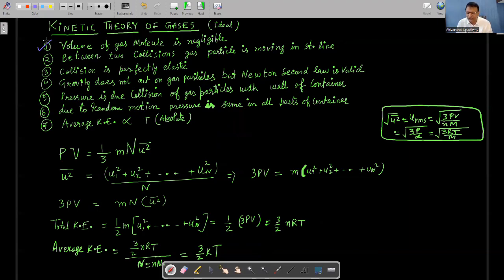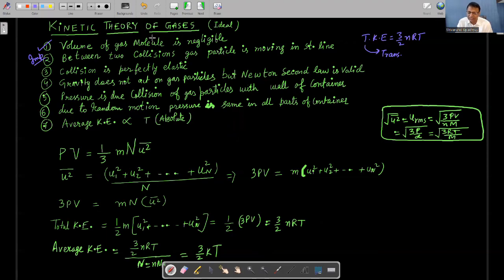So in case of ideal gas, volume of container is free volume. Between two collisions, gas particle is moving in a straight line. This is a very important point for exam. When you are writing kinetic energy of an ideal gas, total kinetic energy is equal to 3 by 2 nRT. This is only translational kinetic energy. It is not rotational and vibrational kinetic energy. It is only translational kinetic energy.